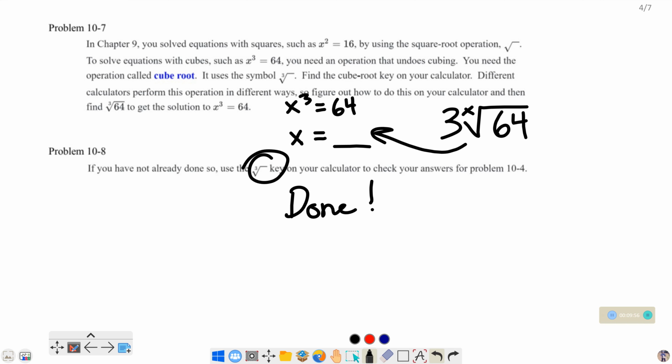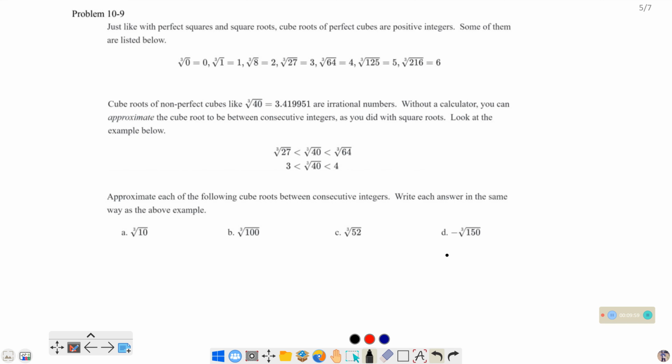Last problem, 10-9. Just like with perfect squares and square roots, cube roots of perfect cubes are positive integers. Some of them are listed below. The cube root of 0 is 0, cube root of 1 is 1, cube root of 8 is 2, cube root of 27 is 3, cube root of 64 is 4, cube root of 125 is 5, cube root of 216 is 6. Cube roots of non-perfect cubes, like the cube root of 40, hey, we did that one. I was right, it was 3.4, are irrational numbers.